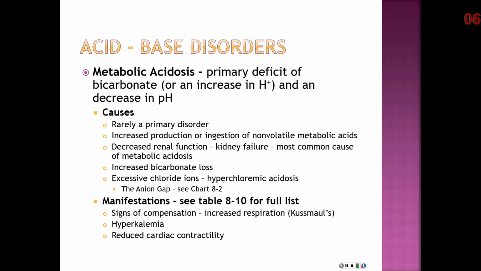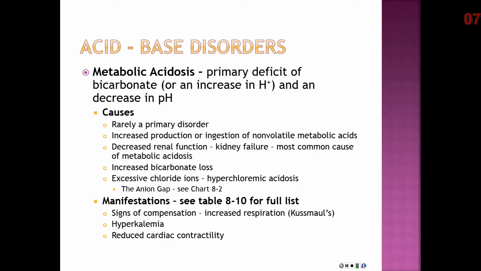If you're on an Atkins diet, for instance, a high protein diet can be a problem. Kidney failure is probably the most common problem that may lead to this disorder. Kidney failure is an inability to get rid of the hydrogen ions, and so that concentration increases. Or something could be going on actually at the kidneys where you increase bicarbonate loss. Or you could have excess chloride ions, then you would move into hyperchloremic acidosis. That's an issue with the anion gap. And again, you can look at chart 8.2 to see that. It's actually in your book on 197.